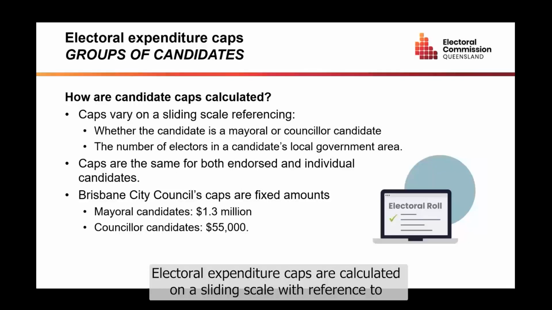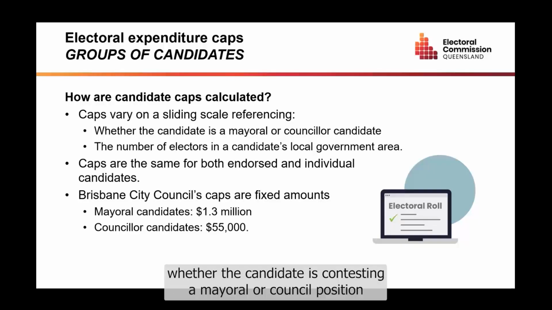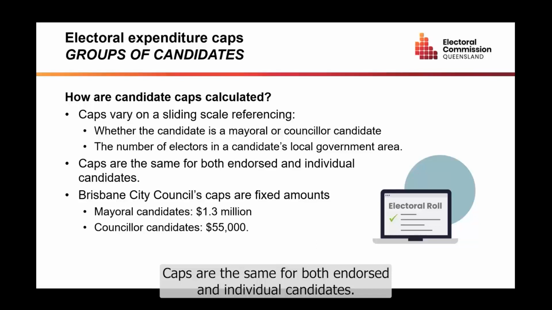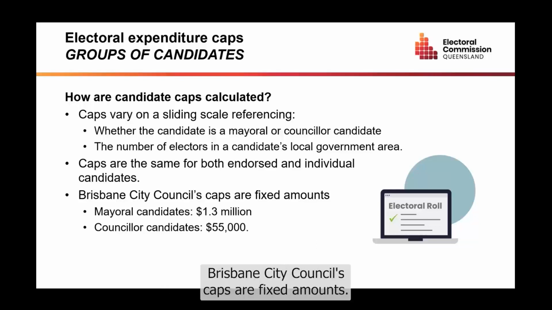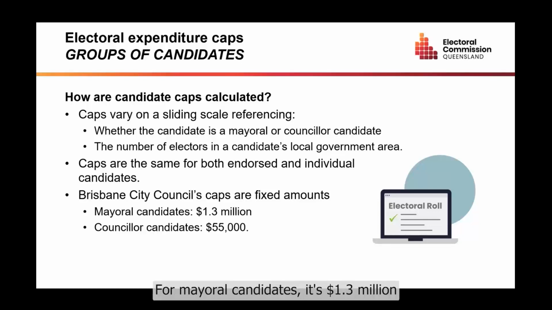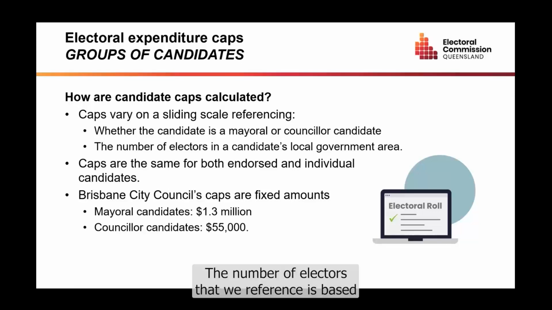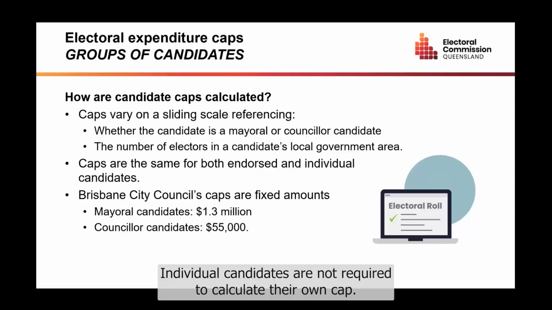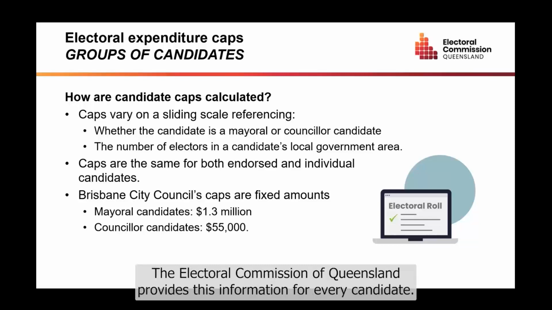Electoral expenditure caps are calculated on a sliding scale with reference to whether the candidate is contesting a mayoral or councillor position and the number of electors in a candidate's local government area. Caps are the same for both endorsed and individual candidates. Brisbane City Council's caps are fixed amounts. For mayoral candidates, it's $1.3 million, and for councillor candidates, it's $55,000. The number of electors that we reference is based on electoral roll data for a local government area. Individual candidates are not required to calculate their own cap. The Electoral Commission of Queensland provides this information for every candidate.